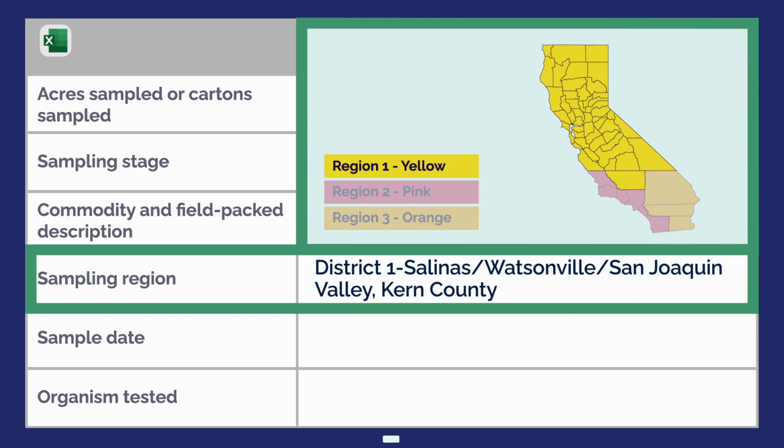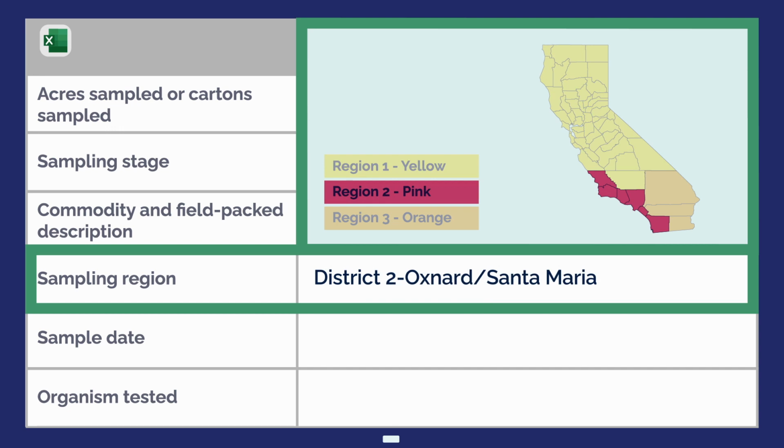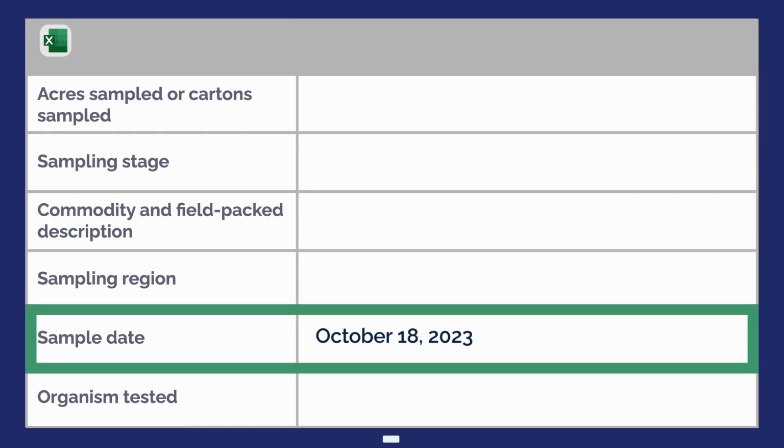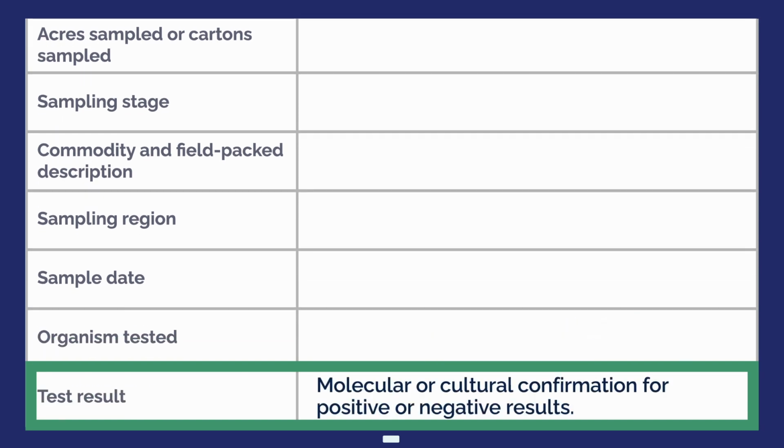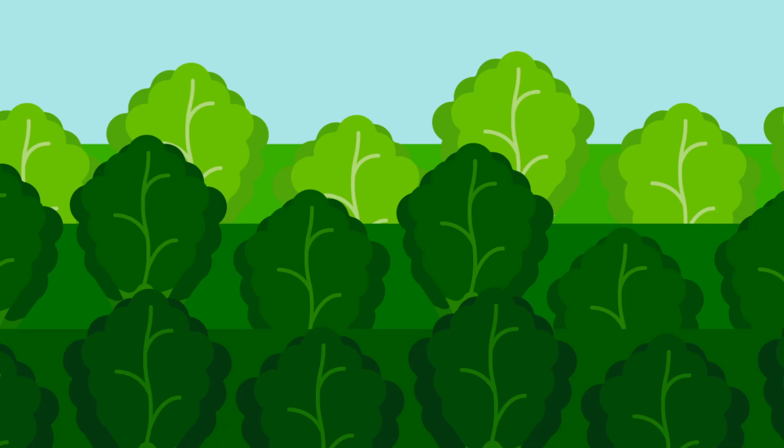Sampling region. For example, District 1, Salinas, Watsonville, San Joaquin Valley, Kern County. District 2, Oxnard, Santa Maria. Or District 3, Blythe, Imperial Valley. Sample date. Organism tested: STEC and/or EHEC, E. coli O157:H7, and Salmonella. Test result: molecular or cultural confirmation for positive or negative results.